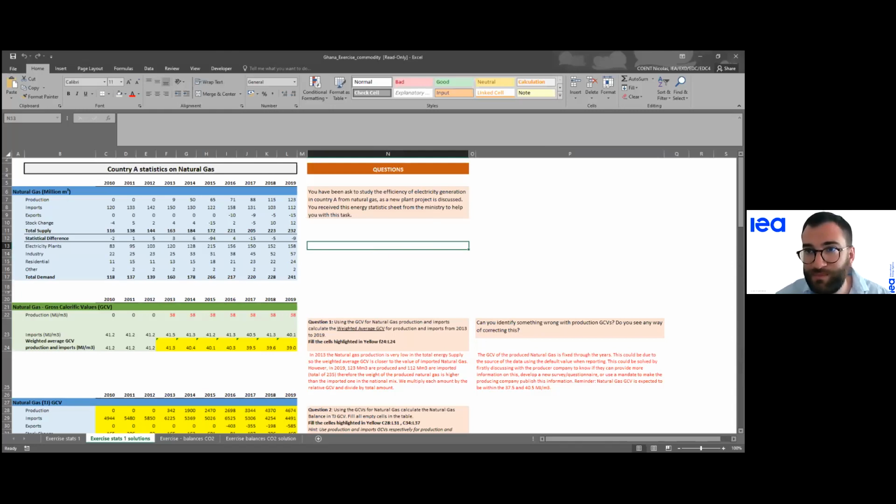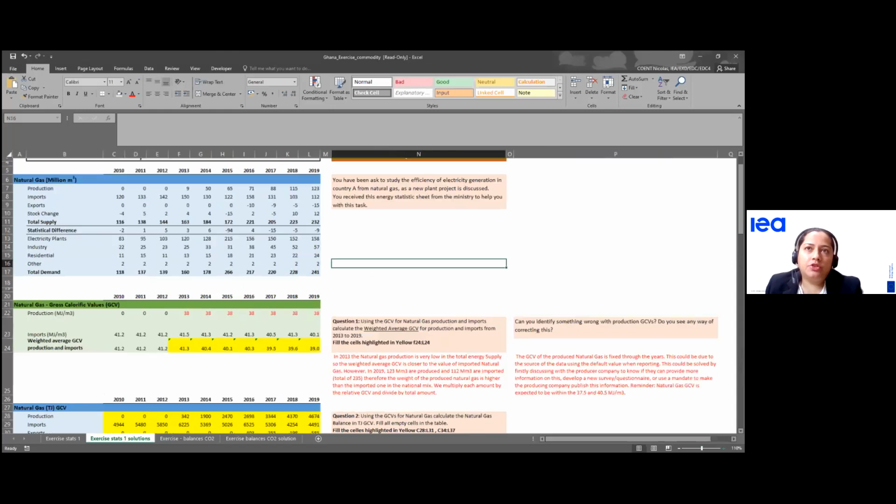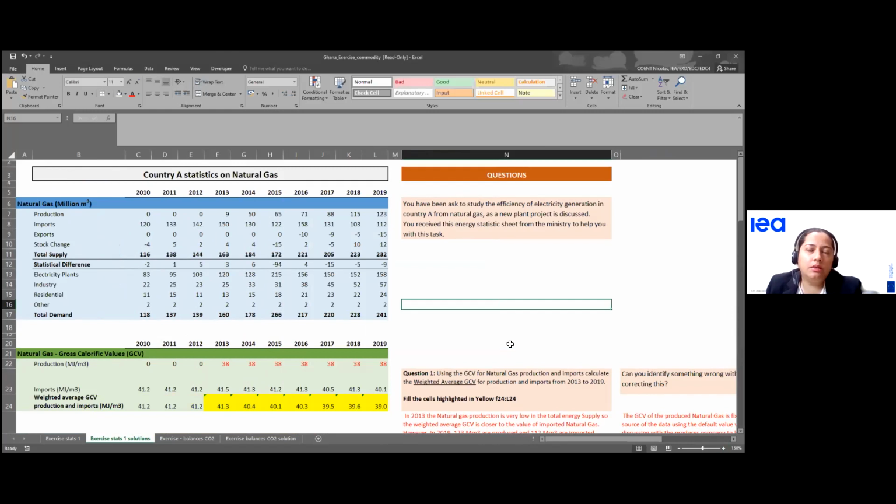Yeah, perfect. Thank you. So that was the first exercise on statistics, where we present to you country A statistics on natural gas. So you have information on million cubic meters for the supply and the demand. And you are asked here to study the efficiency of electricity generation in country A from natural gas as a new plant is being discussed. And you receive this energy statistics sheet from the ministry to help you with the task.